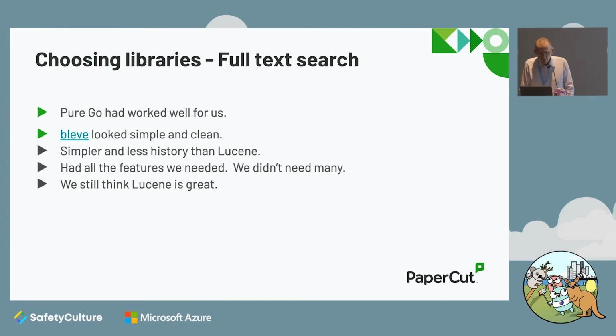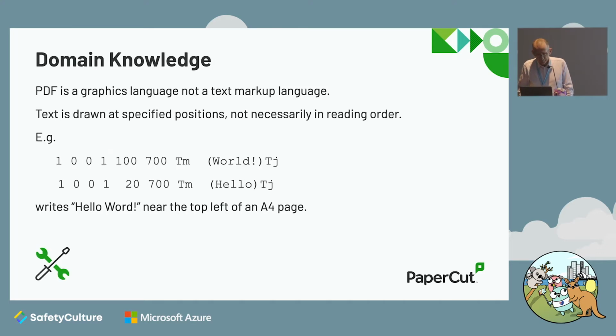So what we get to do is satisfy all our developers' requirements, which are a relatively modest set of features, but a small memory footprint, and in particular to avoid the JVM. So Lucene's a great library, but Bleve actually works better for us. Okay, so they're the two libraries.